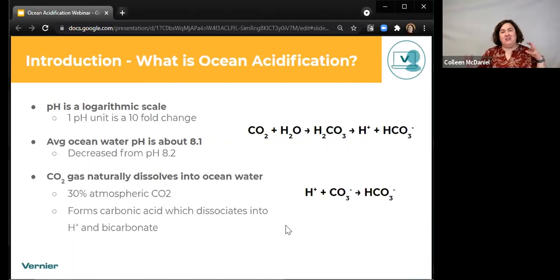So let's talk a little bit about ocean acidification. I just wanted to cover some background information to make sure everybody was on the same page of understanding. The key thing to remember here is that when we're talking about pH, pH is measured on a logarithmic scale. So when we talk about a change of pH from 7 to 6, for example, we're talking about a 10-fold change. What that means is that any type of change we see in pH is going to be fairly dramatic because of that logarithmic scale.